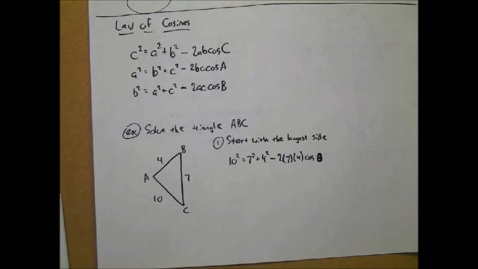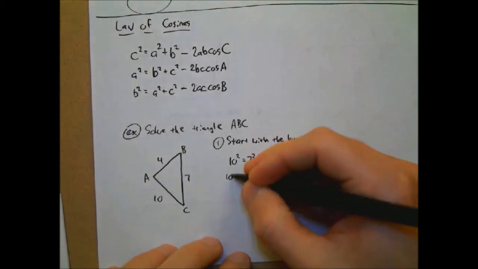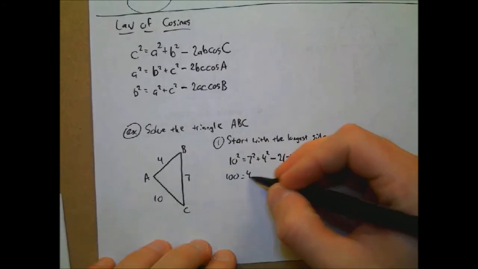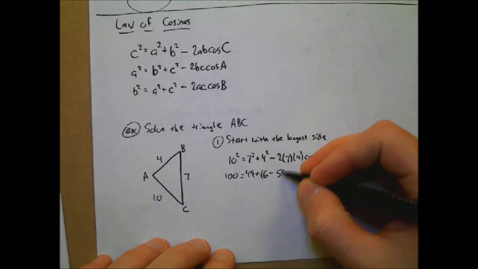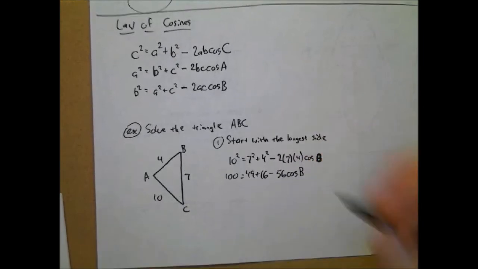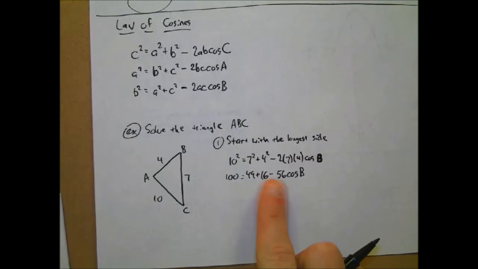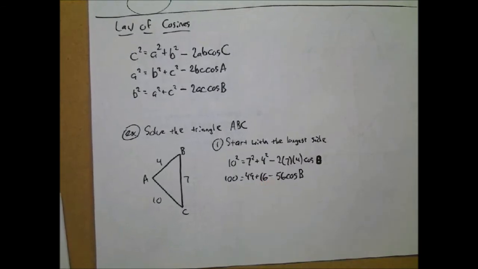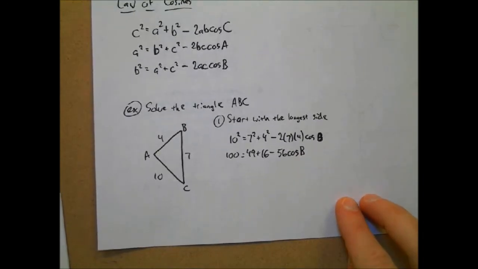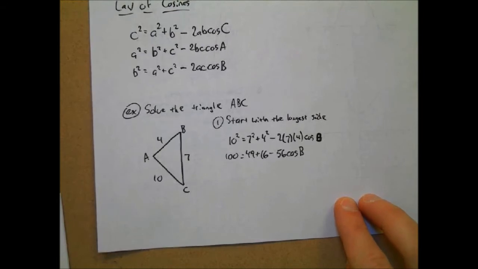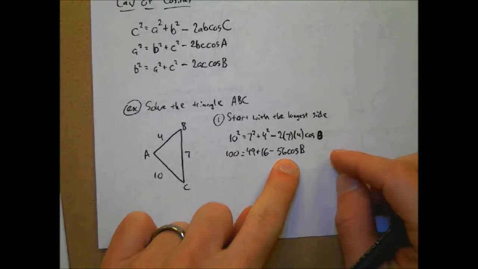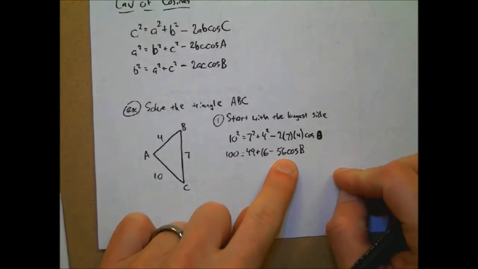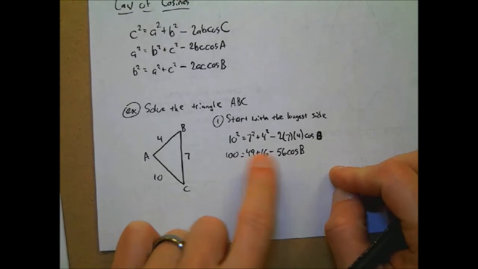So I'm going to run you through this real quick. We get 49 plus 16 minus, I'll go ahead and multiply this out. 14 times 4 would be 56, cosine b. What can be combined on the right-hand side here? 49 and 16 and nothing else. So do not do 49 plus 16 and then subtract 56 here. You could subtract 49 from both sides and subtract 16 from both sides. You can do that if you want to.